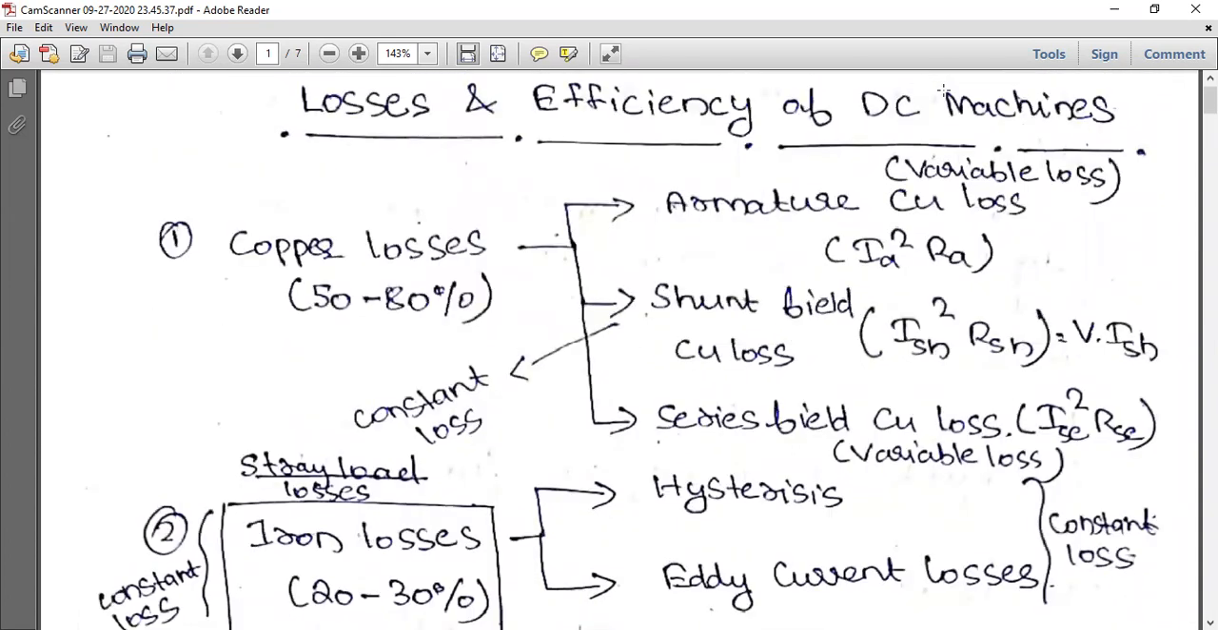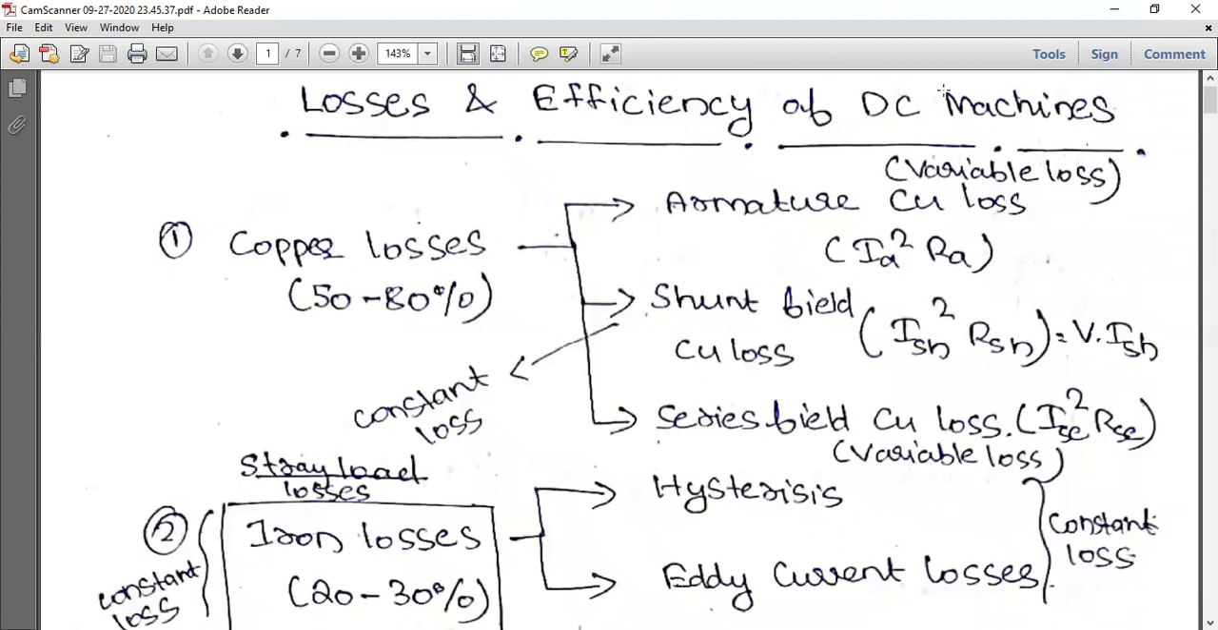Copper losses are divided into armature copper loss, because of the current flowing through the armature, where the armature resistance RA is there. So armature copper loss is IA square into RA. And armature current IA is variable, so armature copper loss is a variable loss.